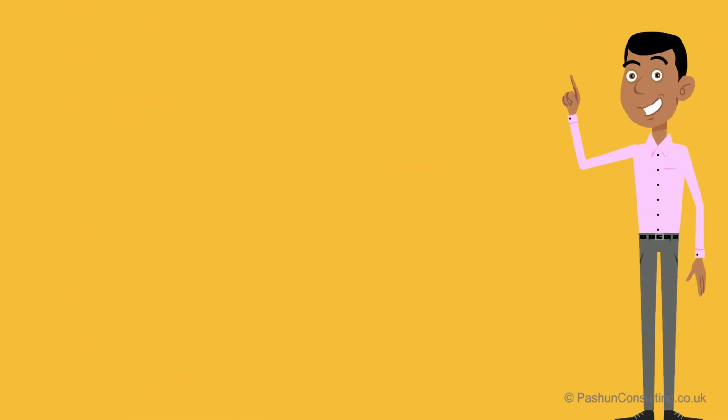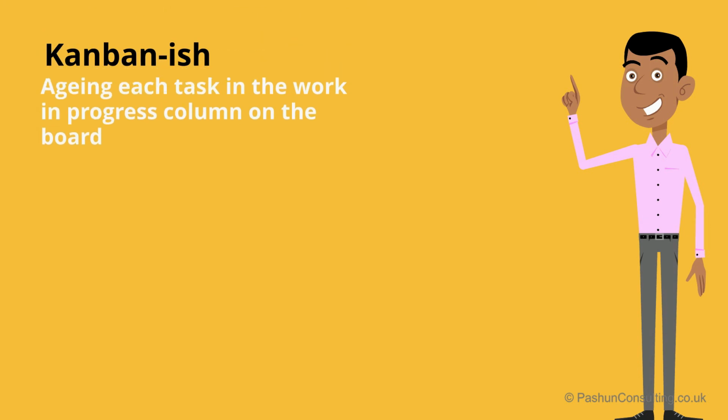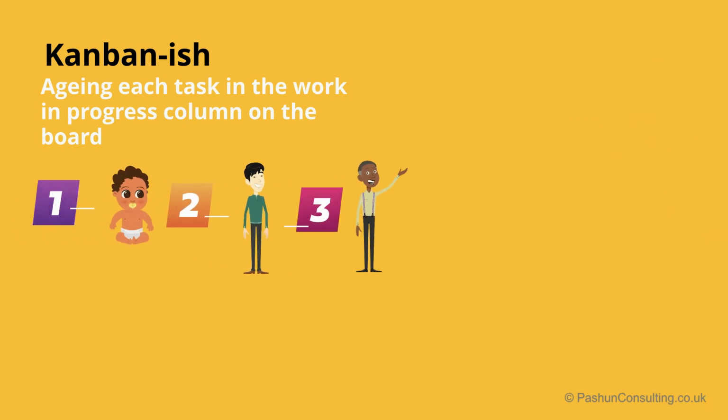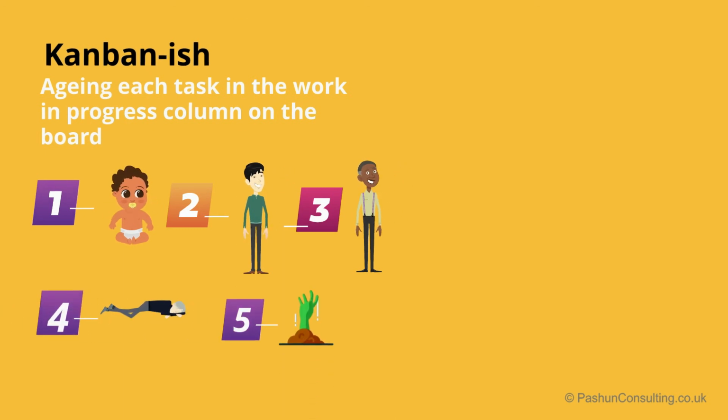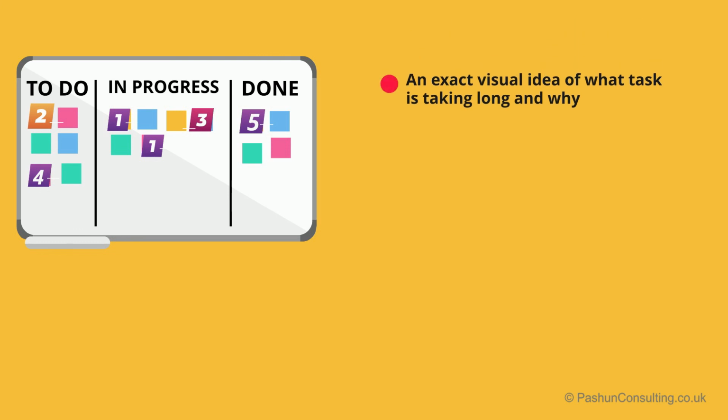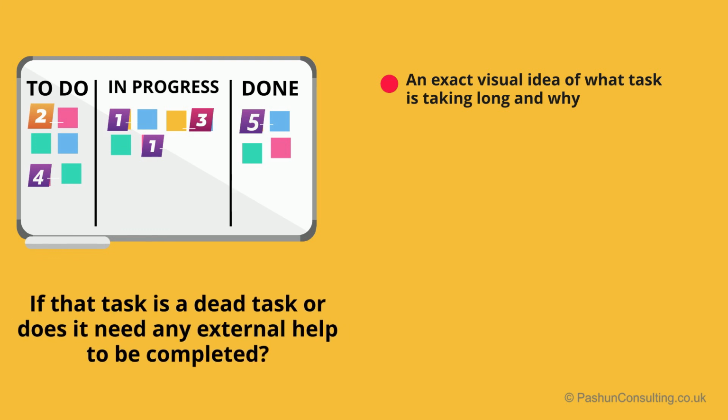This gave way to a method that was Kanban-ish. Under this, we begin aging each task in the Work in Progress column on the board. You could say that a 1-day-old task is a baby, 2 days an adult, 3 days an old man, 4 days dead, and 5 days a zombie. The number of days is marked on the task card on the board. This way of working gives you an exact visual idea of what task is taking long and why. Is that task a dead task, or does it need any external help to be completed?